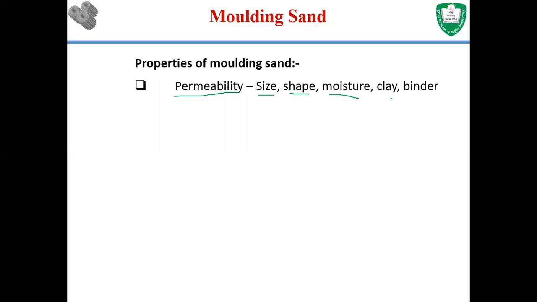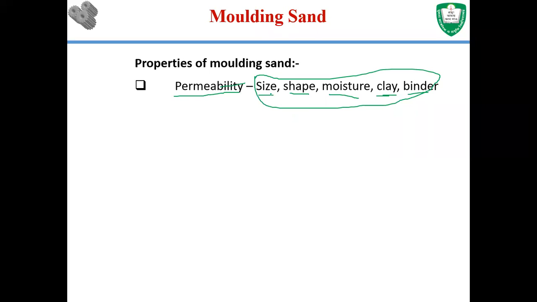okay, through the mold. And clay content also plays a vital role. If the clay content is higher, then the permeability will decrease. If the binder content is higher, permeability will decrease. Then you have to optimize all these things so that you get proper permeability of a molding sand. There's a huge discussion on permeability actually, but we cannot cover all of it.